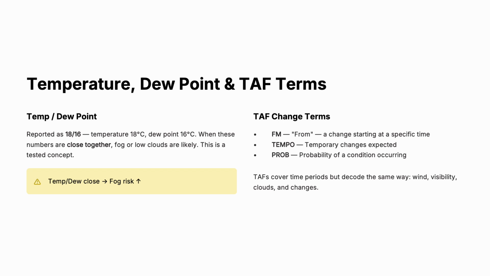Now, for TAFs specifically, there are a few change terms you need to recognize. FM means from, a change starting at a specific time. TEMPO means temporary changes are expected for part of the period. And PROB indicates the probability of a condition occurring without certainty that it will. The good news is TAFs decode using the exact same building blocks as METARs: wind, visibility, clouds, just spread across a forecast window with these added change indicators.